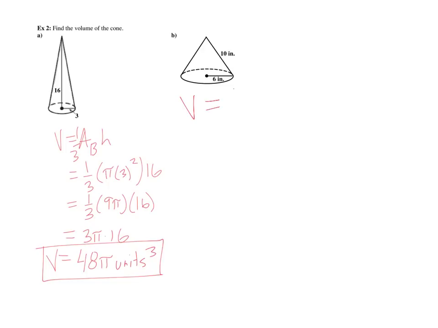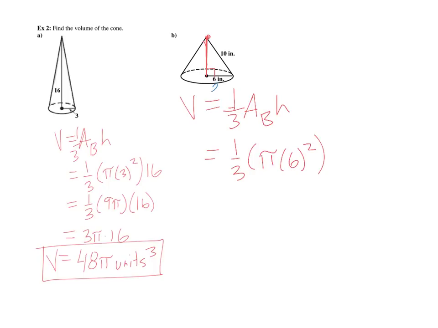Volume is equal to 1/3 area base times the height. Okay, so I have 1/3 area of the base is pi 6 squared times the height. The height is not 10. Do not make that mistake. Height straight from the top down. We have a right triangle here. So this is 6, that's 10.